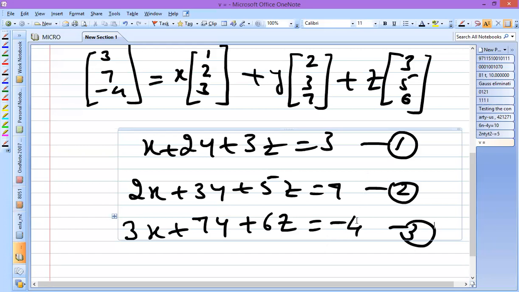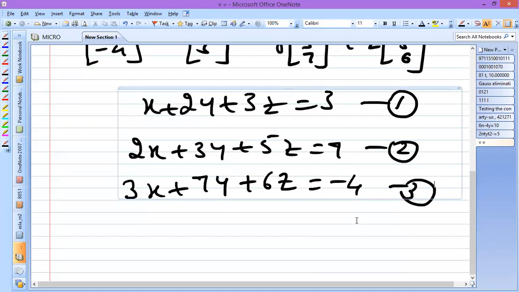Solve 1 and 2. You will get an equation for y. Solve 1 and 2, and solve 2 and 3. We'll be getting some expressions using which get me the answer for x, y, z.